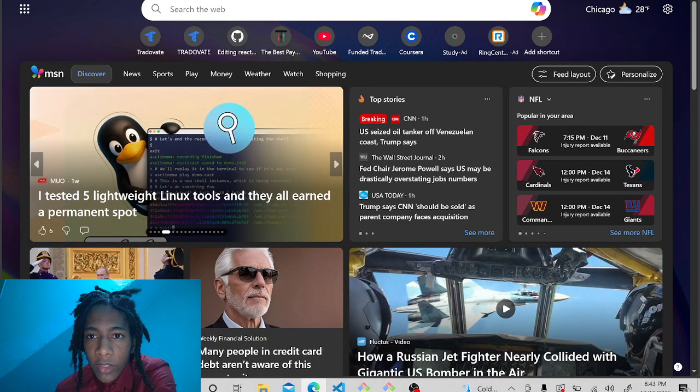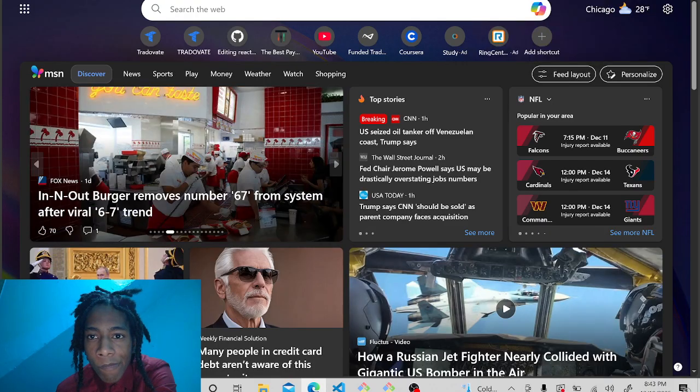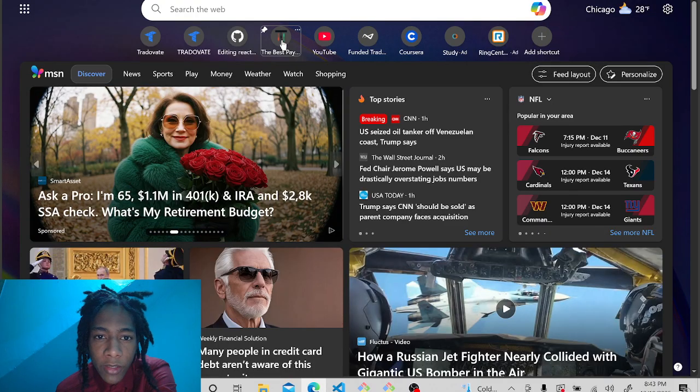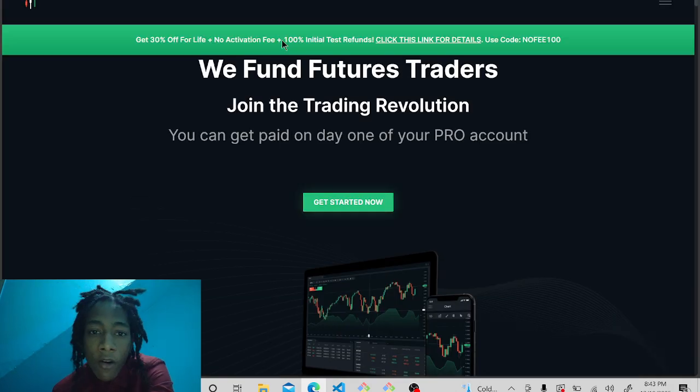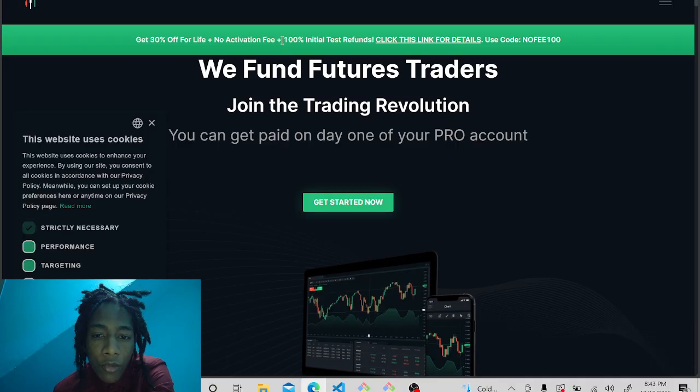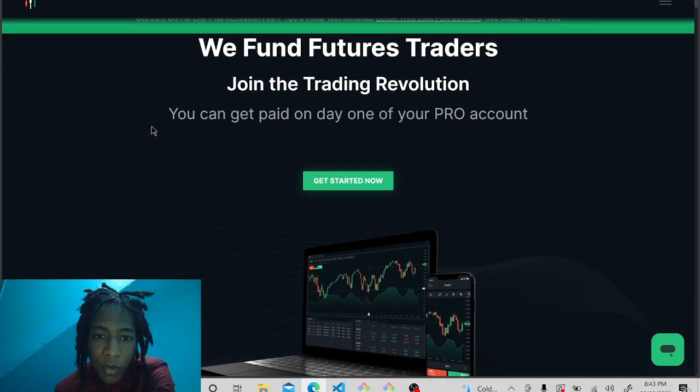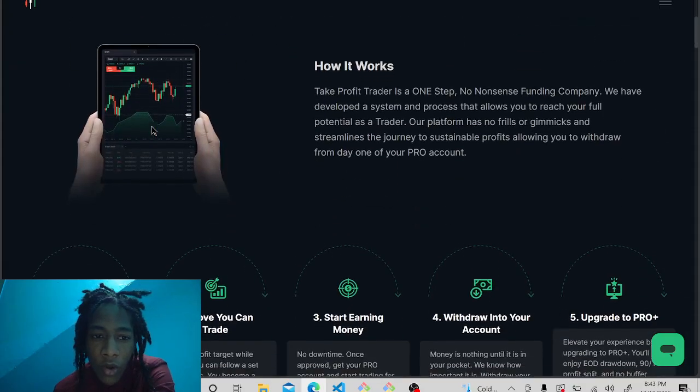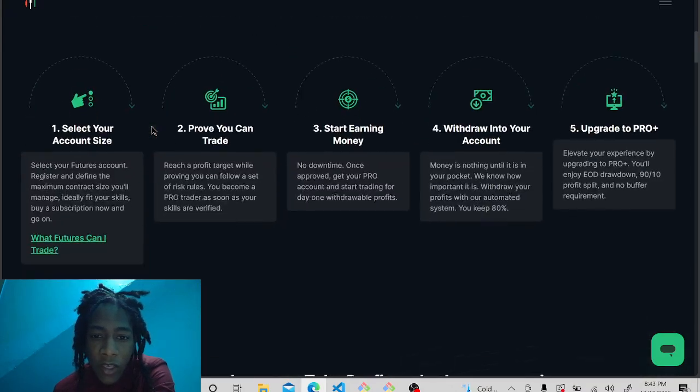Now, let's go to the next one. Who else? We'll go to Take Profit. Okay, let's go to Take Profit. Take Profit is different. Every firm has their own rule, okay, their own rule, and you just have to follow their rules and get money from them. Okay, these companies. So what makes Take Profit good? You can get daily payouts.